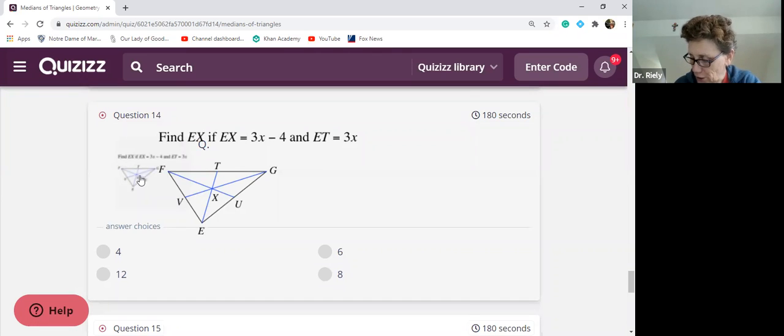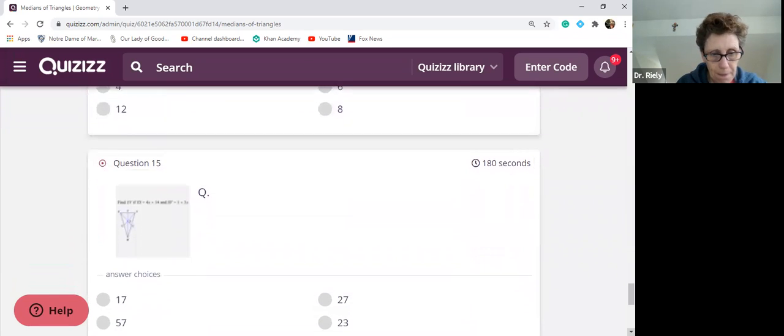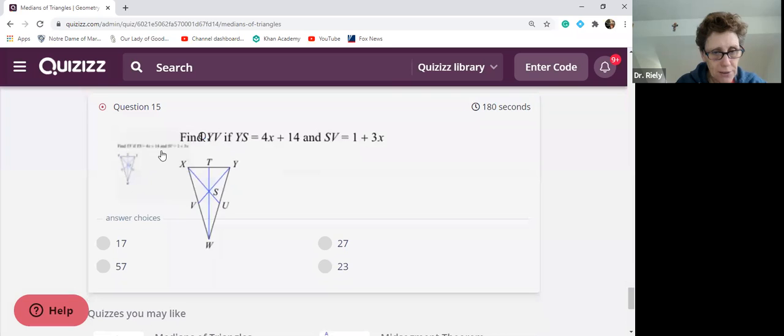Now this time they don't want just x, they want EX. So EX is 3x minus 4. So 3 times 4 is 12, minus 4 equals 8. So EX is going to be 8. Ready for the last question? Okay, so you can look at the picture.